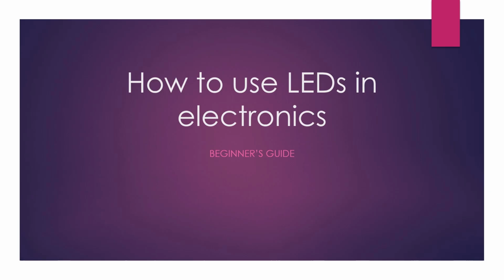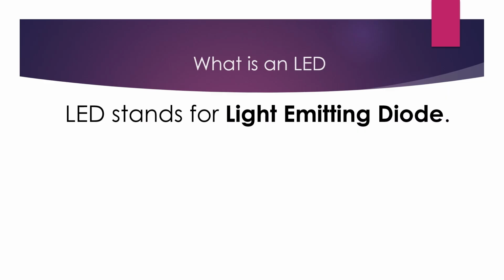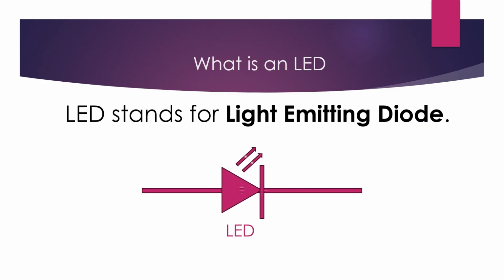What are LEDs? How do they work? Why do we use resistors with them? LED stands for light-emitting diode. It's a special kind of diode that emits light when current flows through it.